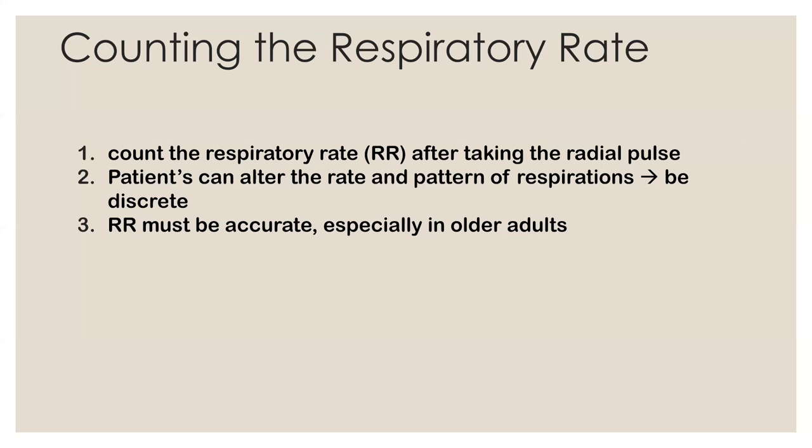So when we're actually counting the respiratory rate, we always want to start by counting the pulse, like we just talked about. You're sitting there with your patient's wrist, with your fingers on their radial artery, counting their pulse. The correct way to continue on to count the respiratory rate is to continue to sit there as if you're still counting their pulse, and then you go on to just look at their breathing and count their respiratory rate at that time.